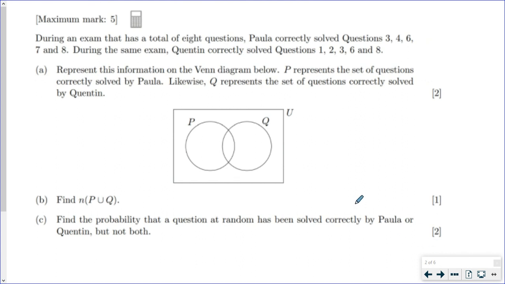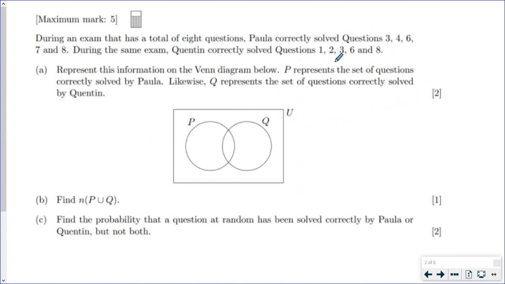Number 2. During an exam that has a total of 8 questions, Paula correctly solved questions 3, 4, 6, 7, and 8. During the same exam, Quentin correctly solved questions 1, 2, 3, 6, and 8. Represent this information on the Venn diagram below. P represents the set of questions correctly solved by Paula. Likewise, Q represents the set of questions correctly solved by Quentin.